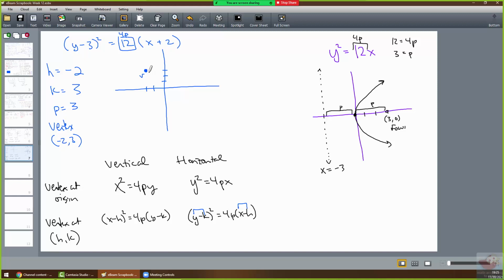Square is on the y, which means it's horizontal. P is positive, so it opens positively in the horizontal direction, which means to the right. So away from Beyonce. When you move away from Beyonce, you get lemonade. Everyone knows this.